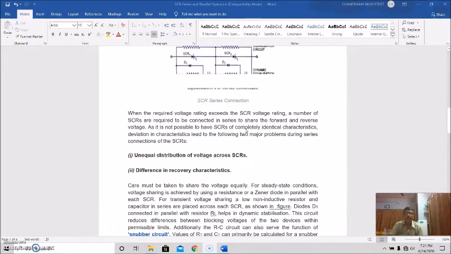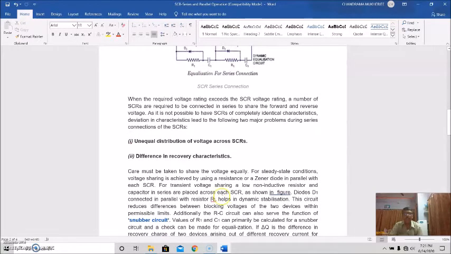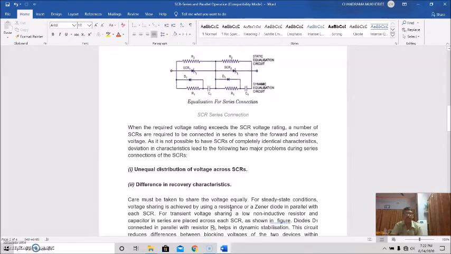Diodes, see, this D1 is connected in parallel with resistor R1. This resistor R1 helps in dynamic equalization, and this circuit reduces the differences between blocking voltages of the two devices within permissible limits. Additionally, this RC circuit can also serve the function of a snubber circuit.